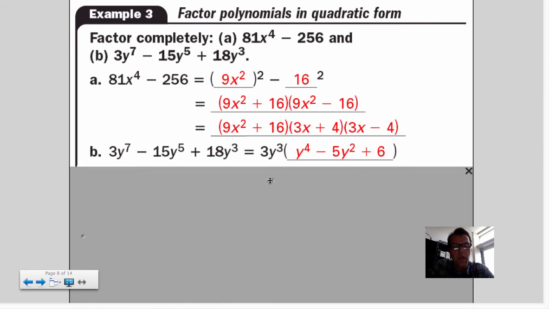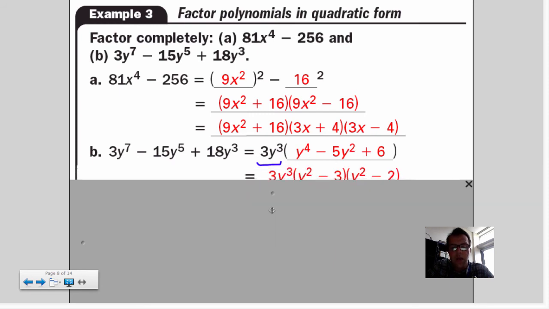And then the second one here, really your first step is to recognize the common 3 and also y to the third. So we could factor out this 3y to the third, and then we're left with this fourth order polynomial, but it kind of looks like a quadratic, right? It kind of looks like x squared minus 5x plus 6.